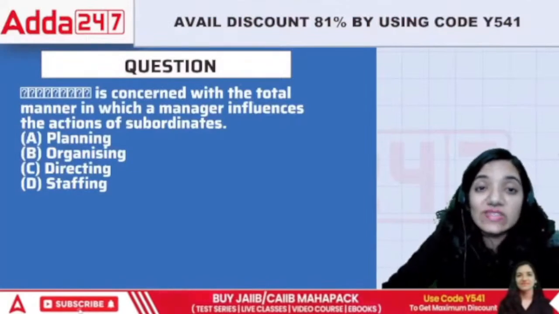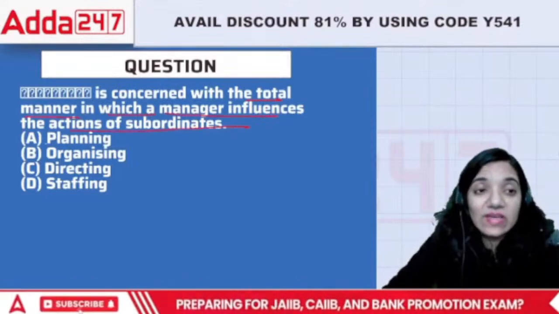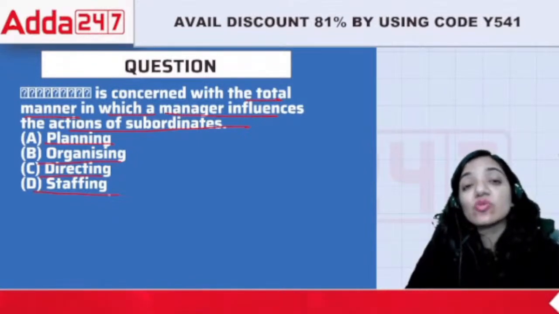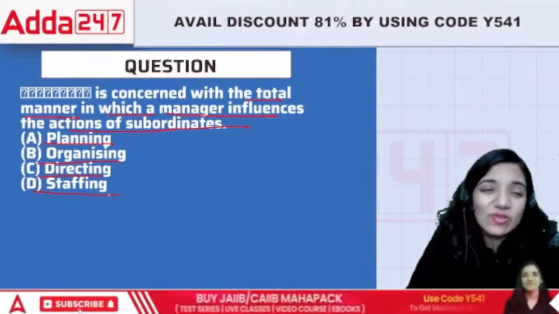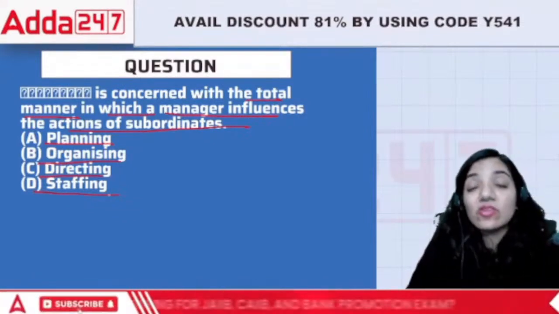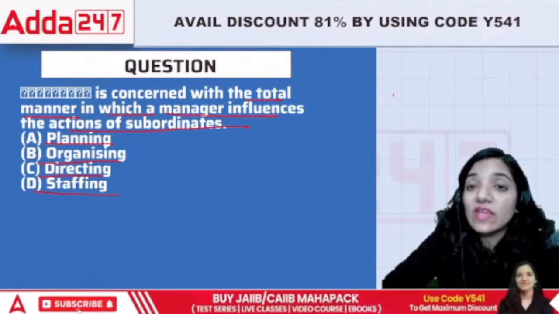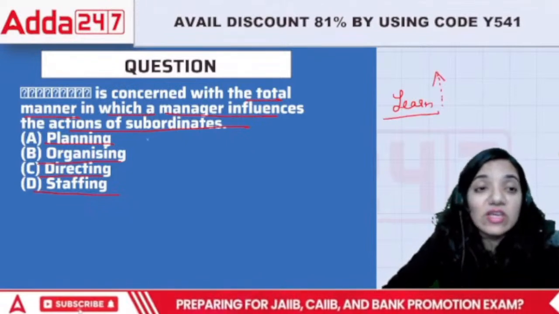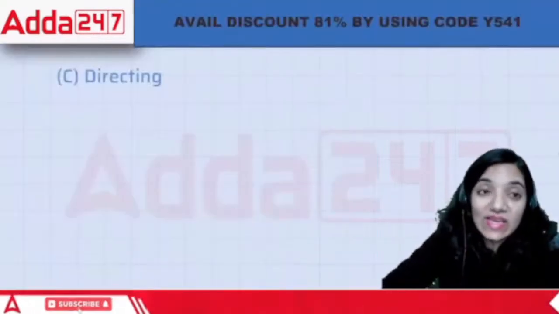Next question. Dash is concerned with the total manner in which a manager influences the actions of subordinates. Planning, organizing, directing, or staffing. Dash is concerned with the total way through which the manager influences the actions of others. See, nobody is interested in working. Most of the people would like to just make money while sitting idle in the office. But then the organization makes them feel that if you would like to grow, you need to learn the work. Once you learn the work, then your need in the organization would definitely increase, isn't it? That is what they call it. Planning, organizing, directing, or staffing. In this case, the correct answer is directing.